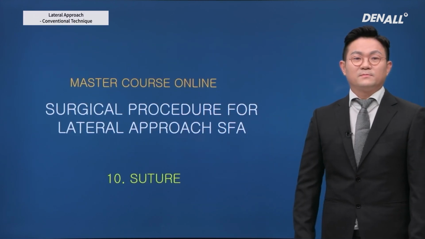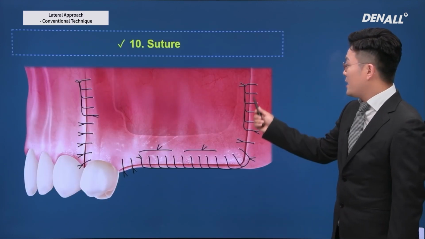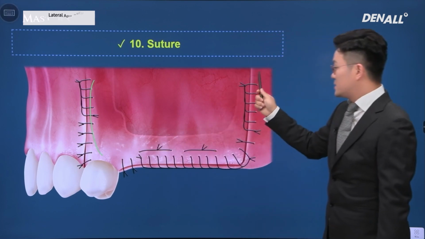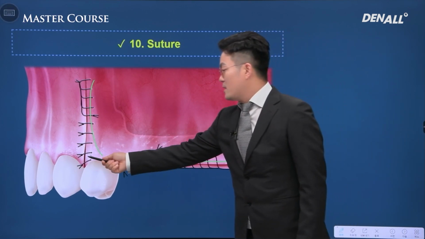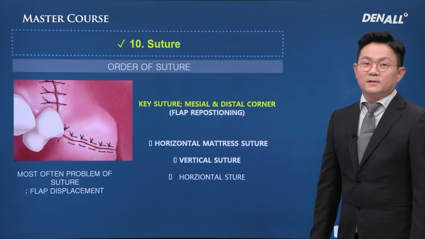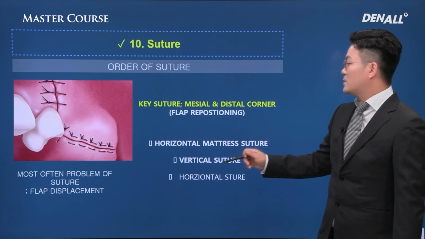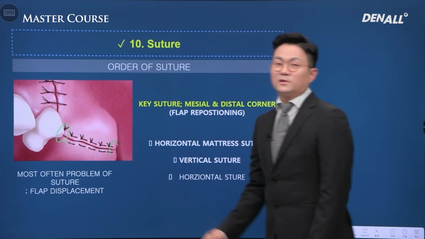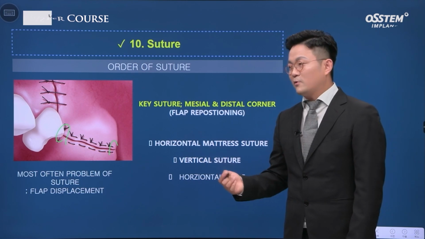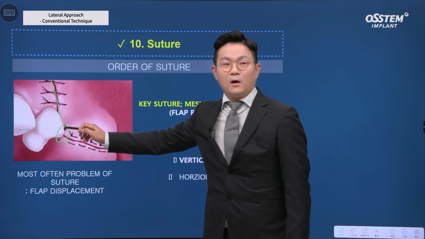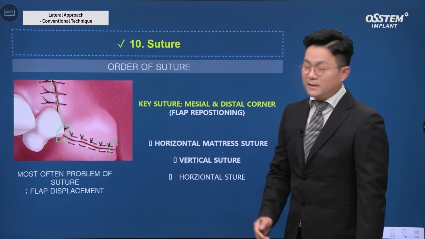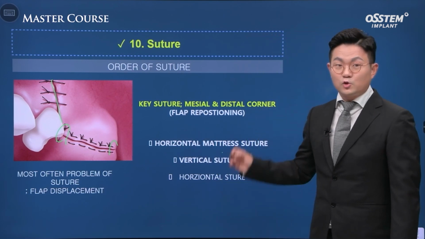The last step is suturing. As for suturing, there are two vertical incisions and one horizontal incision, and this area has circulation, so you have to suture everywhere. But the most important thing is the mesiodistal corner side. The key suturing, if you do it well, will fix the flap in position. After all the suturing, if there was a displacement of the flap and you cannot cover the front side, that would be a problem.